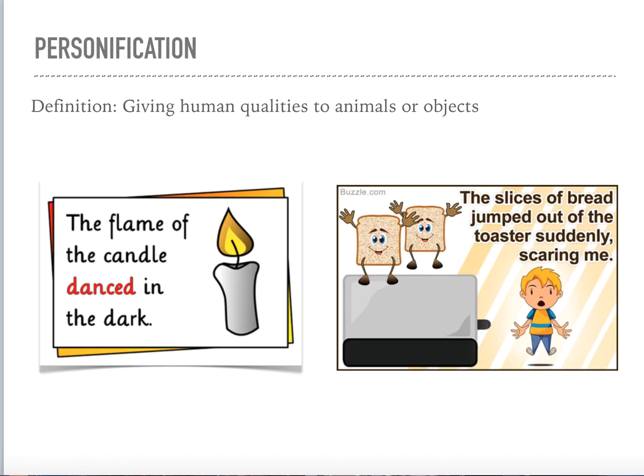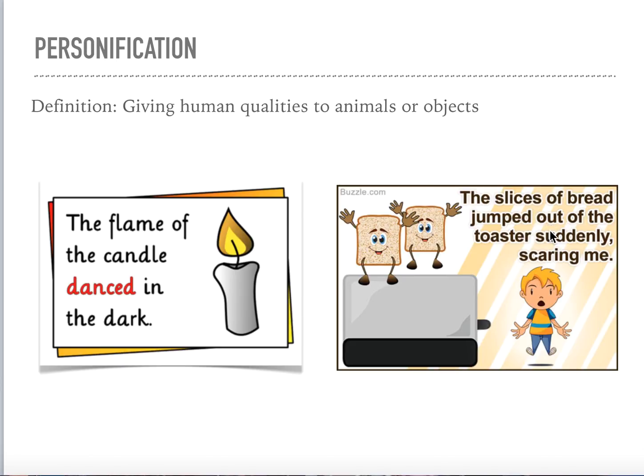Let's go ahead and look at our next piece of figurative language, personification. So personification is giving human qualities to animals or objects, okay? So our example's down here: "The flame of the candle danced in the dark." Now, can candles really dance? No. But when you see a candle flickering the flame, it has the appearance like it's dancing. So by giving the candle human qualities, you're bringing the object to life. You're giving it human characteristics that's going to make it pop out more to the reader.